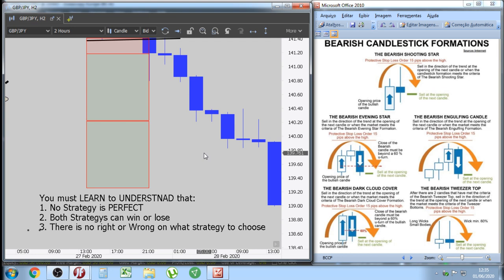But what is an edge? An edge is when we are winning more than we are losing, because the market can do anything it wants.